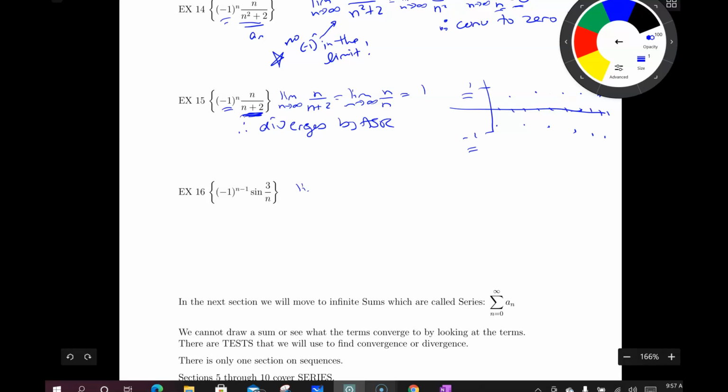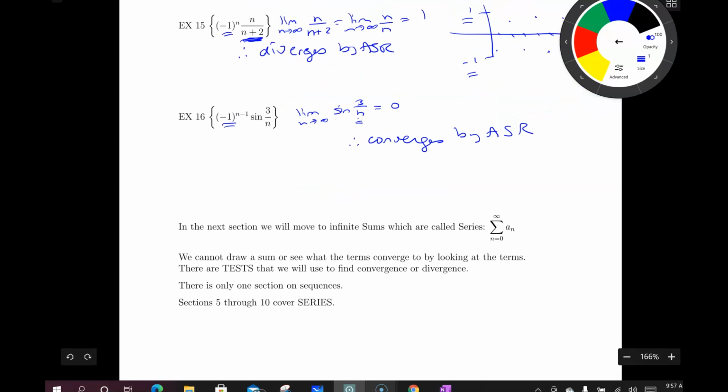How about this one? So again, it's alternating. So I just take the limit of the positive part. And the positive part, if I put in infinity, 3 over infinity is 0. Sine of 0 is 0. So this converges by the alternating sequence rule.